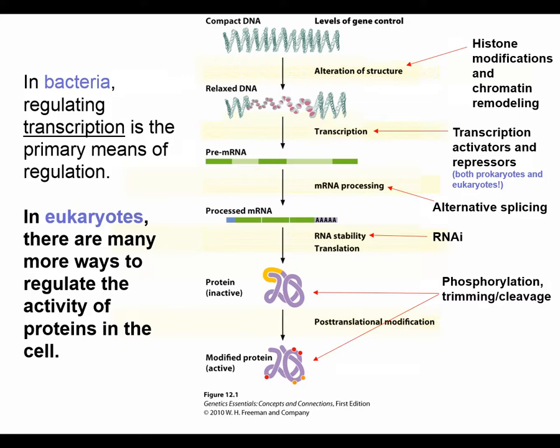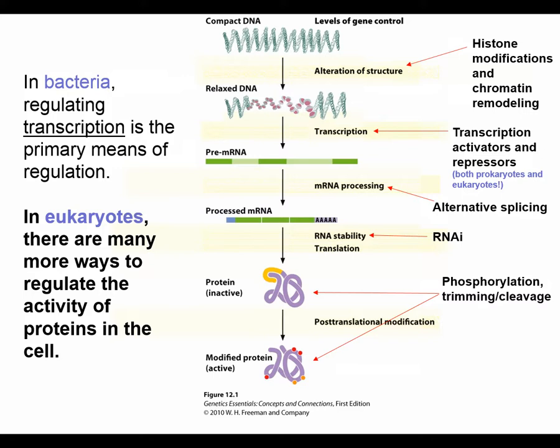So prokaryotes use control of transcription as their way of regulating the entire gene expression process. So if a gene needs to be expressed, then transcription's activated, and that activates the entire process all the way through to the final product. Or if a gene needs to be turned off, then transcription is turned off, and that shuts down all the subsequent steps. But in eukaryotes, there are many places where the gene activity is regulated.